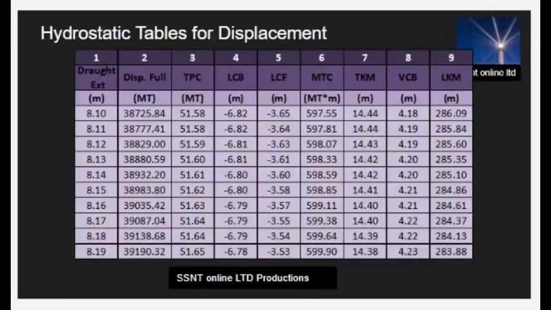Determining the ship's stability is essential for its safe navigation. Ship stability calculations require ship officers to extract the values of hydrostatic parameters from the hydrostatic tables. These hydrostatic tables show draft in the first column on the left.